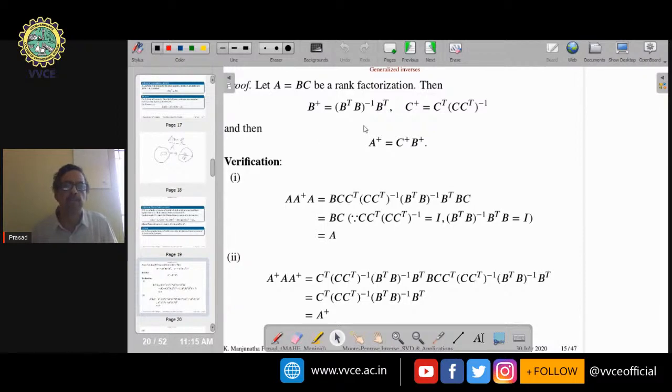Now, this is for construction of the rank factor Moore-Penrose inverse. If you have a rank factorization A equals B into C, then B transpose B happens to be a positive definite, full rank matrix, and you can find its inverse. You can have B plus given by this notation and C plus by this expression, C transpose into C C transpose inverse. I'm not going to verify and bore you people. And A plus, the Moore-Penrose inverse of A, is given by C plus into B plus, satisfying all those 4 conditions. That has been verified here. I'm not going to repeat and spare precious time.